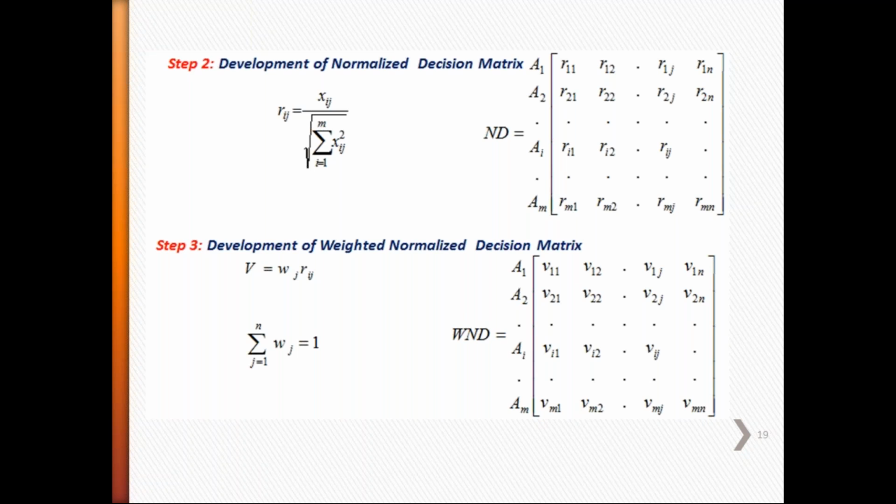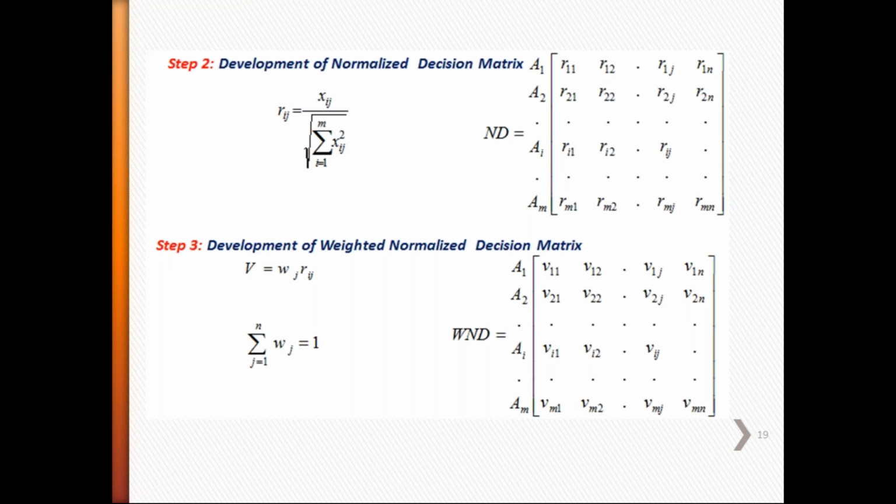Now you follow the ND, that is the normalized decision matrix. The first column R11, R21, Ri1 up to Rm1. This column represents the first criteria column C1 for different alternatives. The entities of this column are to be multiplied with W1, because W1 is the priority weight of criteria 1. Then we will get the second matrix, the weighted normalized decision matrix, V11, V21, Vi1, Vm1.